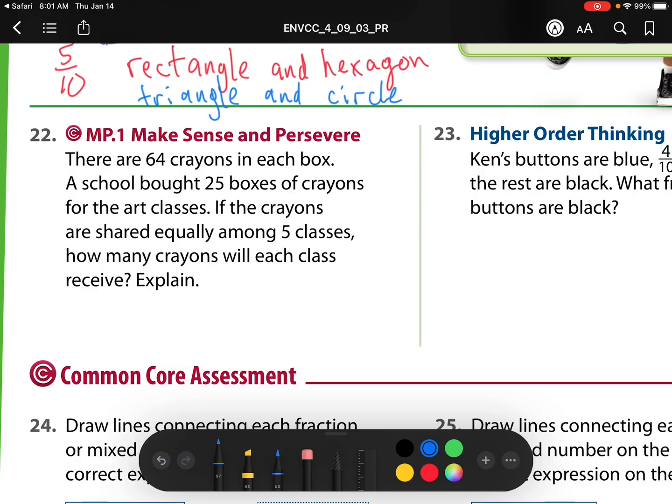Well, first, we need to figure out the total. So we could draw a tape diagram. There'd be 25 boxes. That'd be 1, 2, 3, 4, 5, all the way up to 25. And then each box would have 64. Which, when I see that, that's repeated addition. We're adding the same number over and over and over, which means we can multiply. So we need to multiply 64 times 25.